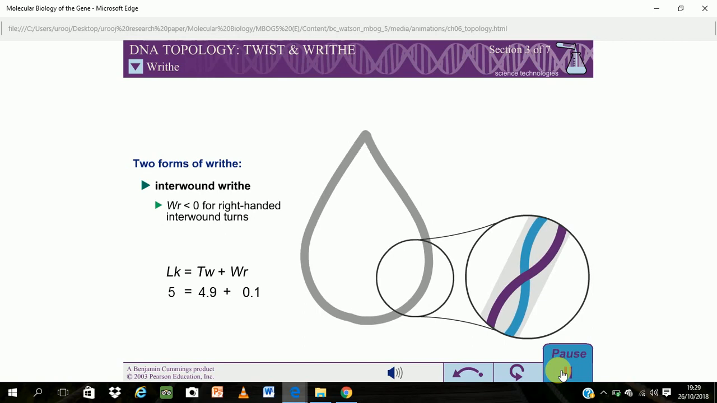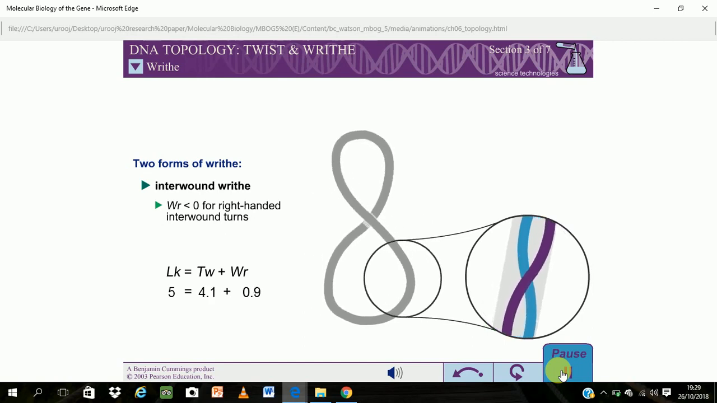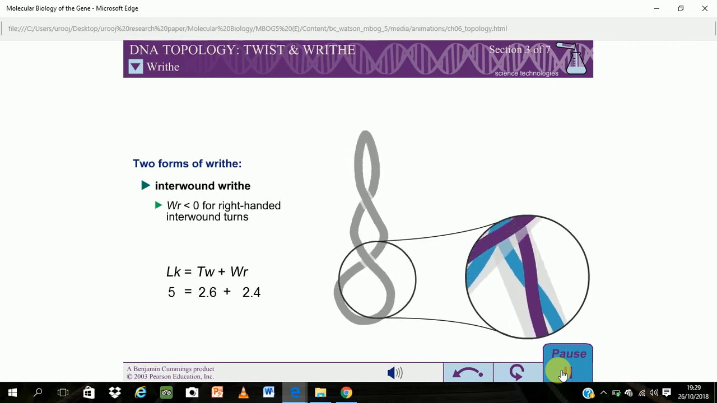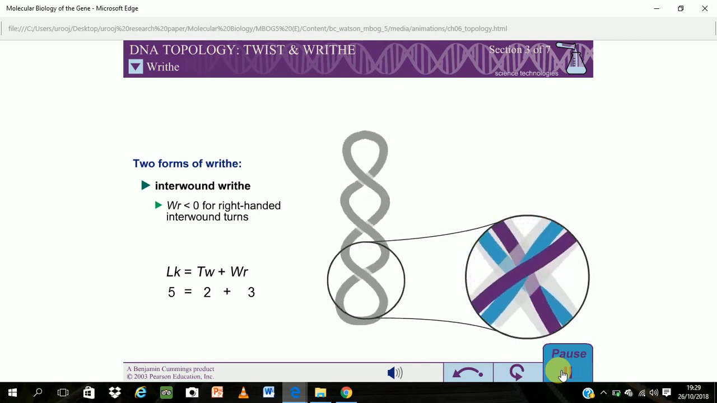If right-handed DNA writhes to form a left-handed interwound helix, the twist number of the DNA decreases. Therefore, left-handed interwound turns are assigned positive writhing numbers.